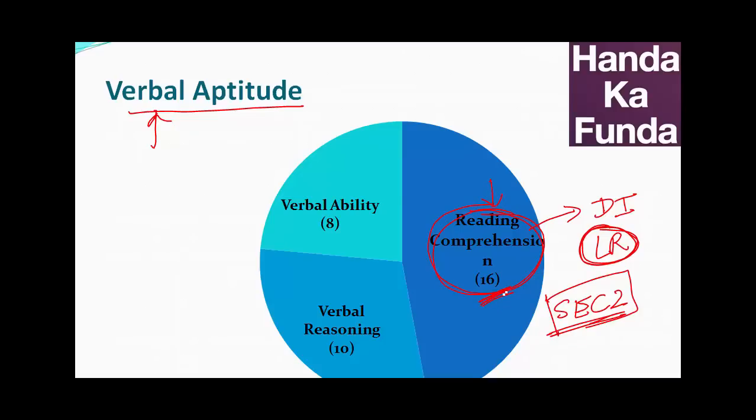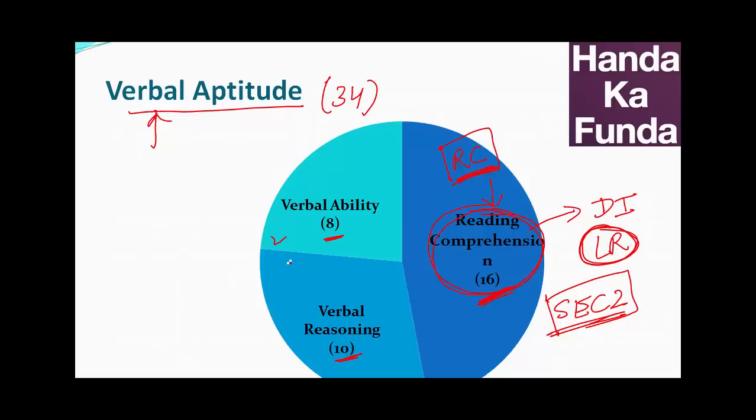So once again, when people are preparing for verbal, I've seen them neglect the RC part. They think of it as something that they will do maybe in the exam with the help of a few mocks. They'll practice 20 RCs, they'll practice 100 RCs before the exam and get done with it. Please don't do that. A lot more preparation is required for RC. RC should get its due credit. The remaining part of verbal, so verbal aptitude is total of 34%, out of which 16 is reading comprehension, 8 is pure verbal ability, and 10 is verbal reasoning.